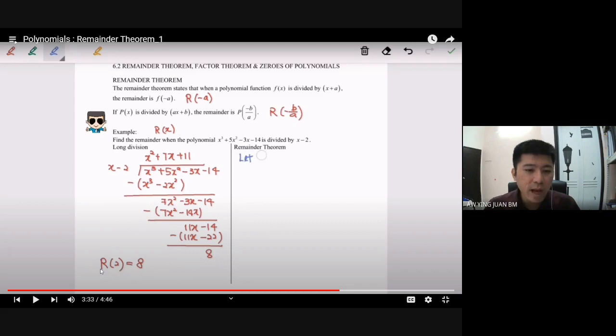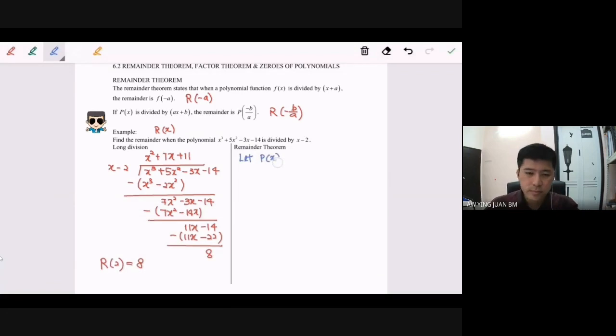Then akhirnya kita dapatlah baki dia. So kenapa saya tulis R(2) equals to 8? Because you want to mention to other people that the remainder when x equals to 2 is equals to 8. Okay? Faham? Atau you boleh tulis P(2) equals to 8 pun boleh. So teruskan. Sekarang kita nak guna remainder theorem.